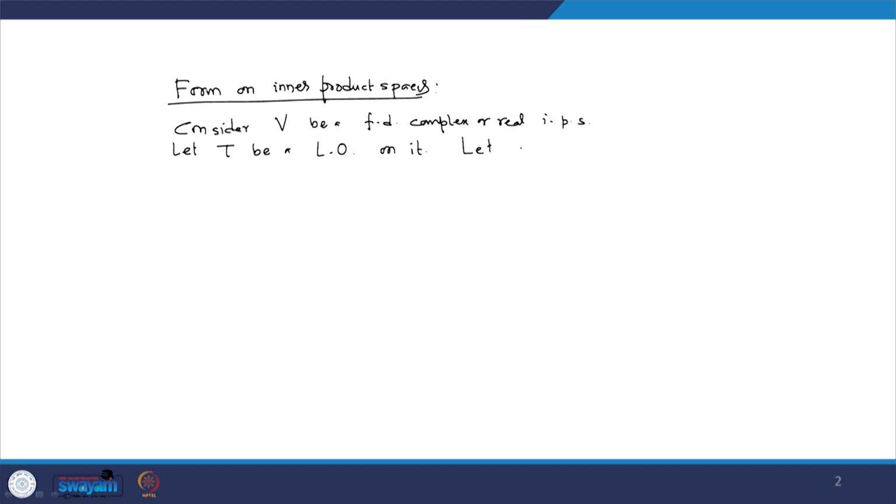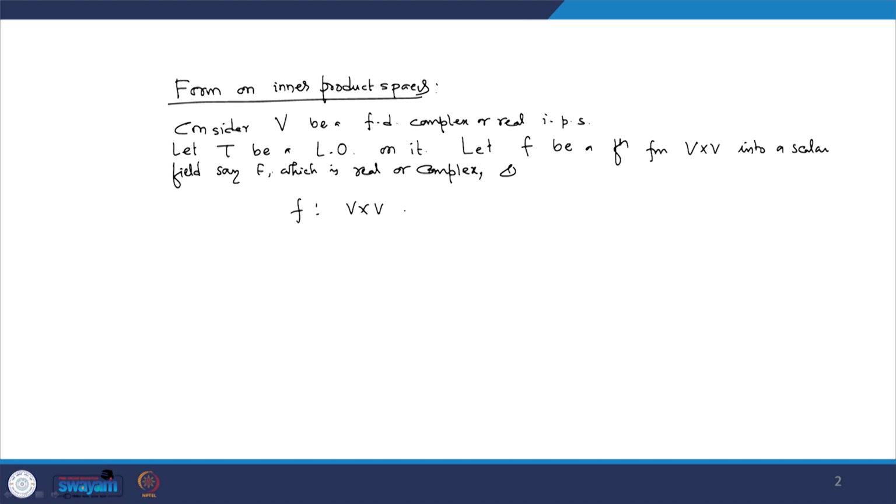Let f be a function from V cross V into a scalar field, say capital F, which is real or complex, and f is defined on V cross V like this: f of alpha, beta equal to inner product of T alpha, beta for all alpha, beta belonging to V.